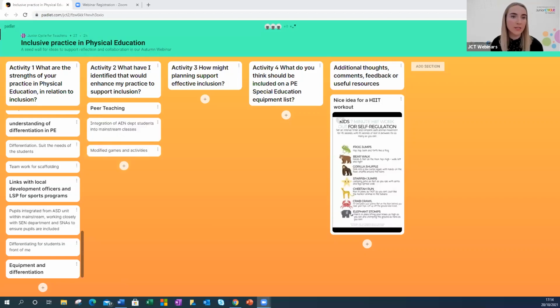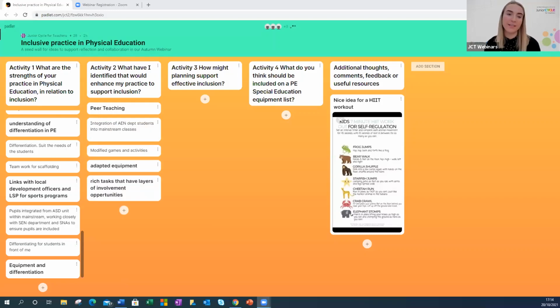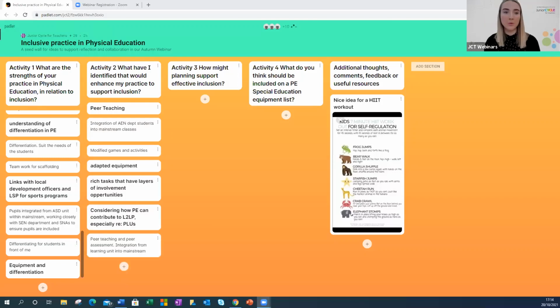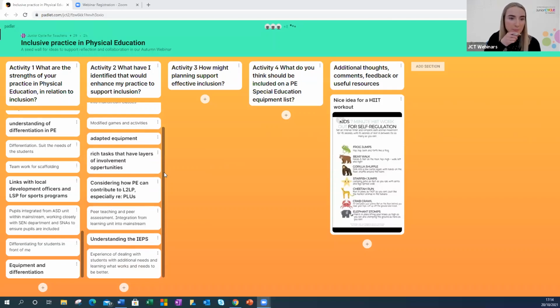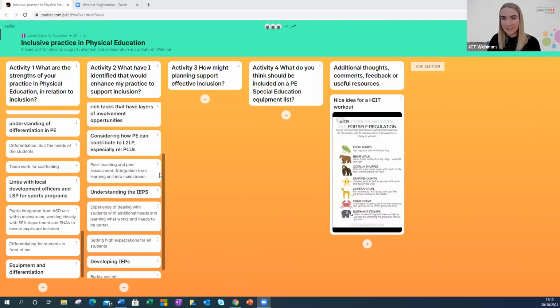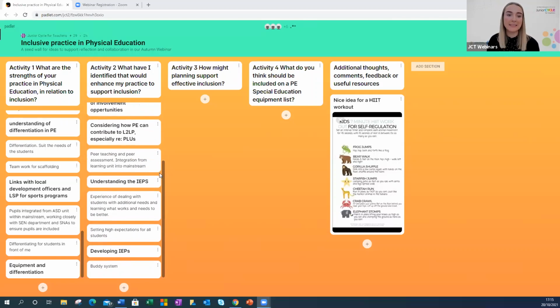Peer teaching, integration of additional needs department students into mainstream classes, modified games and activities, brilliant. Adapted equipment, we're going to be talking about that later, it's great. Rich tasks with layers of involvement, super. Peer teaching, co-teaching, understanding the IEPs. Okay, so taking that time to really look at the planning. A buddy system, I love that idea, that's excellent.